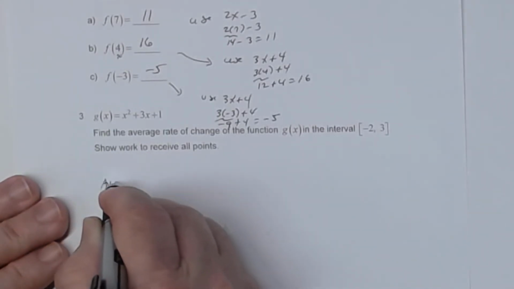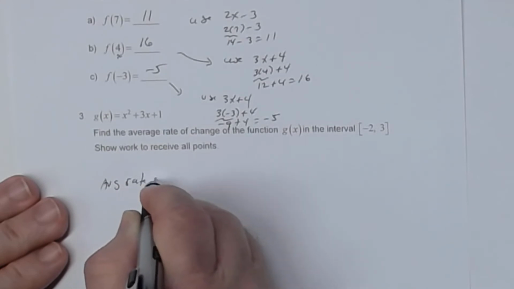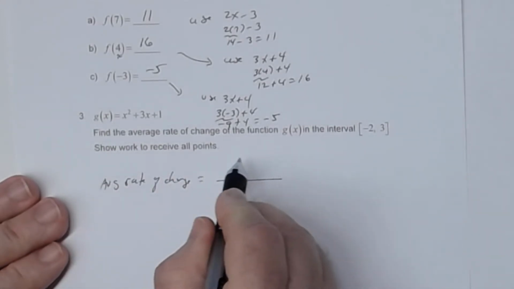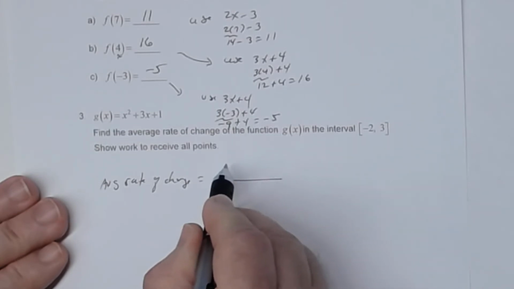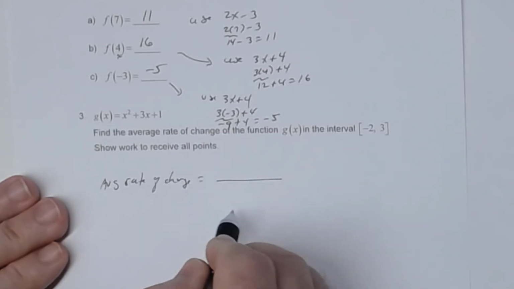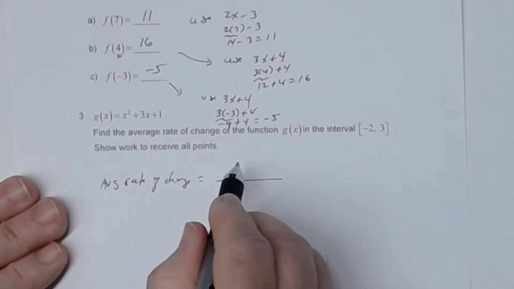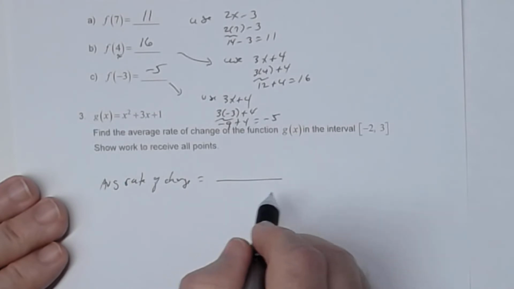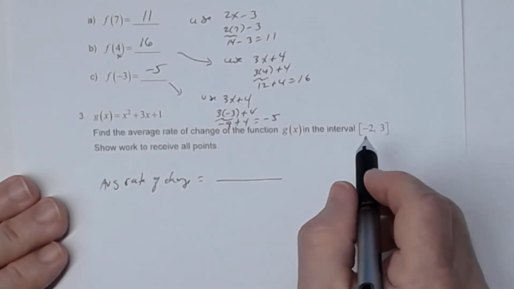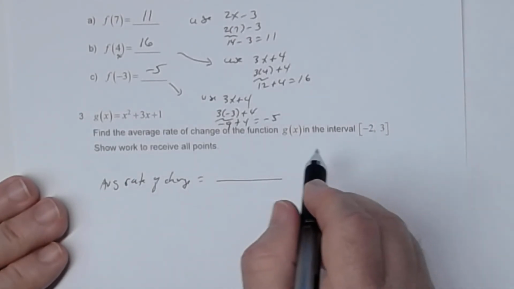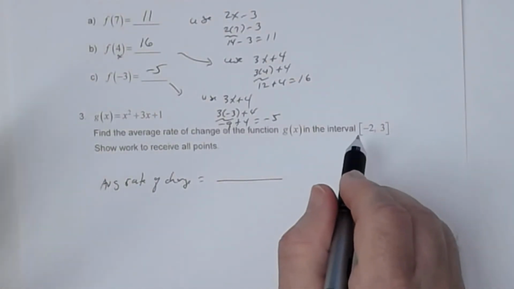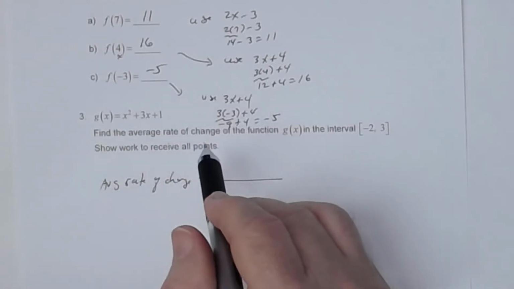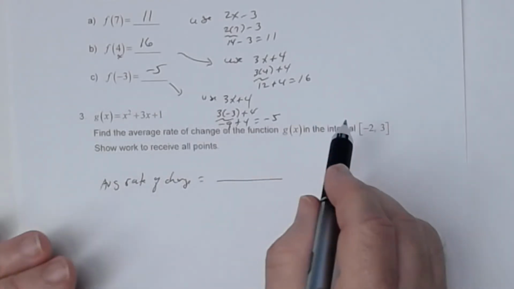So the average rate of change is going to equal, now in the numerator, you're going to subtract the y coordinates, and in the denominator, you're going to subtract the x coordinates. So the idea of rise over run, the idea of slope. And in the x coordinates, that's going to be these, in the interval from negative 2 to 3. So in the interval from x equal negative 2 to x equal 3, how's my function changing? What is the average rate of change?